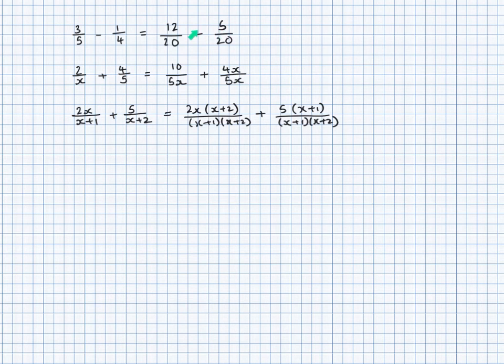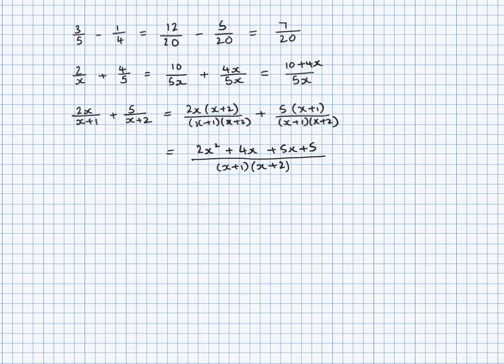So now we combine the numerators with the subtraction here, with the add here and the add here. So now what we do is we say, okay, 12 take away 5 is 7, and it's still over 20. And here we've got 5x as our denominator, and the numerator would be 10 plus 4x. And this one here, I'm just going to work down here, 2x squared plus 4x plus 5x plus 5 all over x plus 1 times x plus 2.